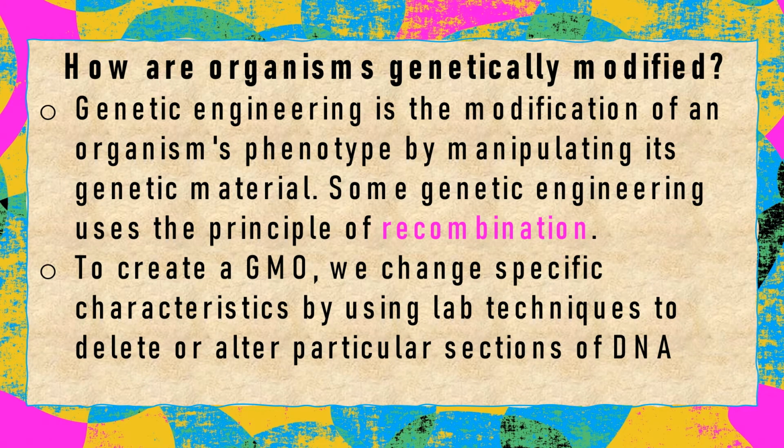It is important to know how organisms are genetically modified. Genetic modifications can be made to both plants and animals. Genetic engineering is the modification of an organism's phenotype by manipulating its genetic material. Some genetic engineering uses the principle of recombination, the process through which a gene is inserted into a bacterial DNA, the plasmid. To create a GMO, we change specific characteristics by using lab techniques to delete or alter specific sections of DNA.